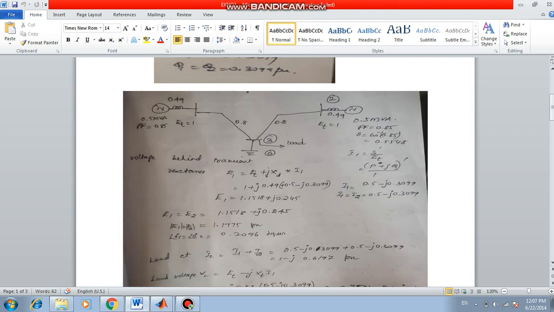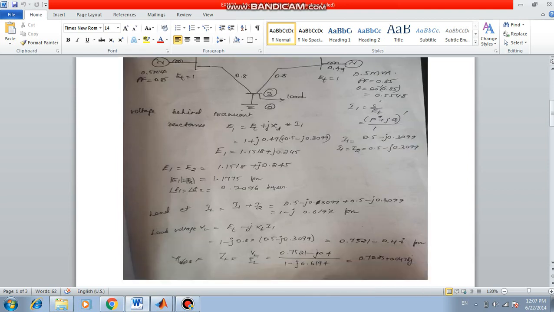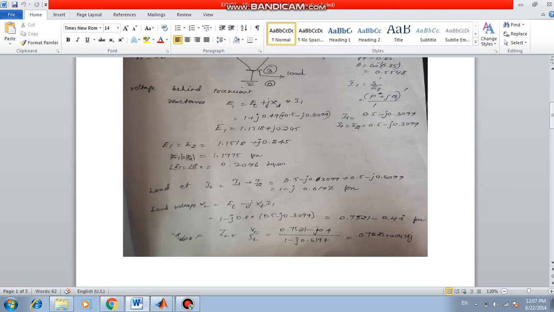From this, how can we calculate the voltage behind the reactance, E1? That is ET plus J into Xd' into I1. Substituting all the values, you will get E1 as 1.1518 plus J 0.25. Both E1 and E2 are equal, so we have calculated. Then the angle part: delta 1 and delta 2 are equal, at 0.2096 degrees. So you calculate like this.